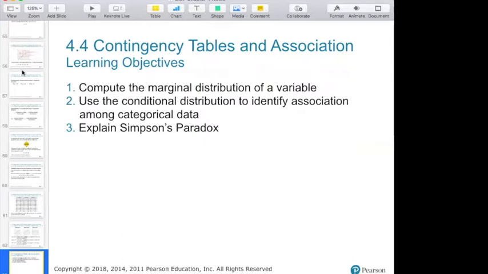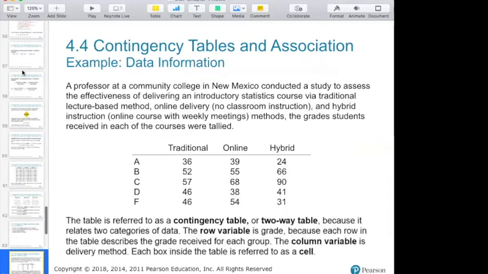So the next thing that we want to look at in chapter 4 is called a contingency table. Contingency tables are just a really good way that we can organize the information that we have. Sometimes the contingency table is called a two-way table because we've got 2 different categories of data listed in the same table.